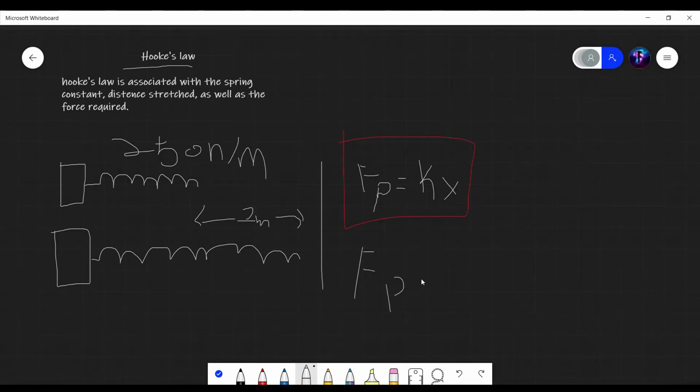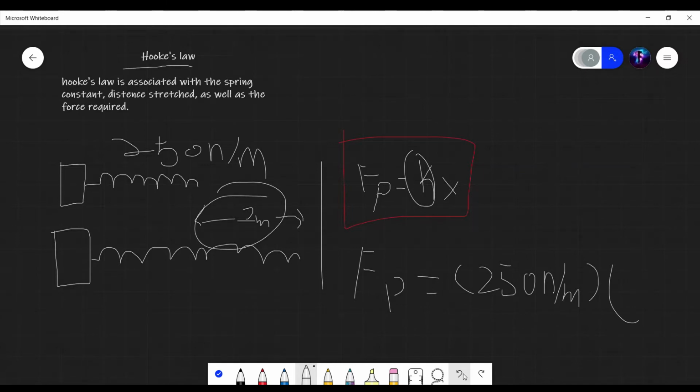Fp equals K, which we know is 250 newtons per meter, times X, which is the distance. The distance we want to stretch is 1 meter. You multiply them together and you will get the answer you need. So Fp equals 250 newtons to stretch it 1 meter.